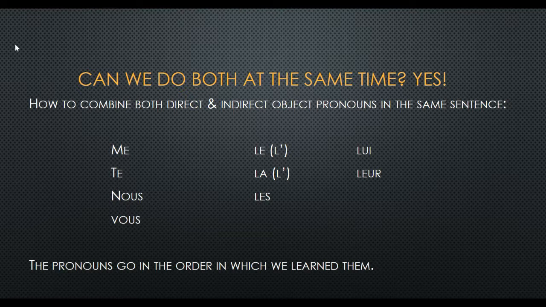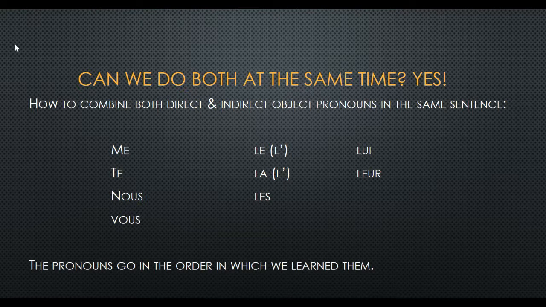So, if we have a me, te, nous, and vous, then that's going to go first. If we have a le, la, les, that's going to go next. And then if we have a lui and a leur, that one goes last. Again, you're never going to have all 3, because remember, these are direct and indirect. So for these sentences, you're going to have a direct and an indirect. There's never going to be a time where you have all 3 of these.